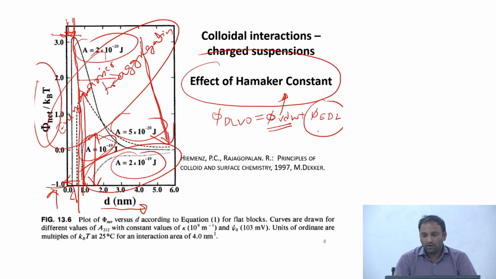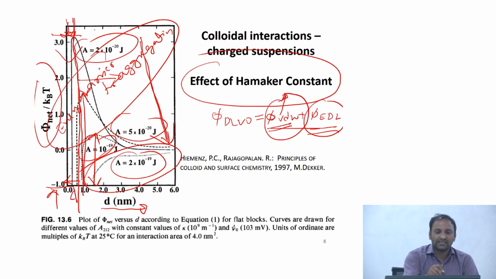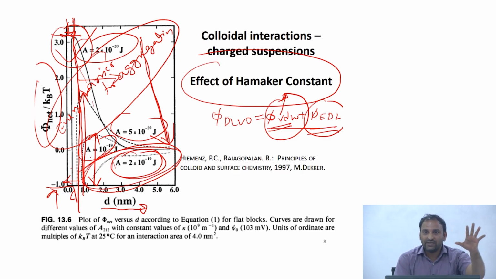Therefore, if you keep the electrical double layer interactions the same and play with the van der Waals force of attraction, I can go from a nicely dispersed state, which is what you would have if your Hamaker constant is lower, 2 times 10 power minus 20, to A equal to 2 times 10 power minus 19, just one order of magnitude change. Your interaction becomes completely attractive. That means I am going from a well dispersed state to an aggregated state just by changing the van der Waals force of attraction. Any questions?